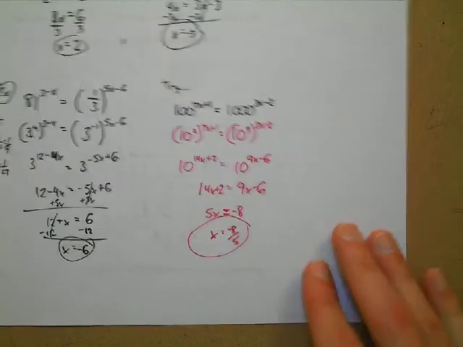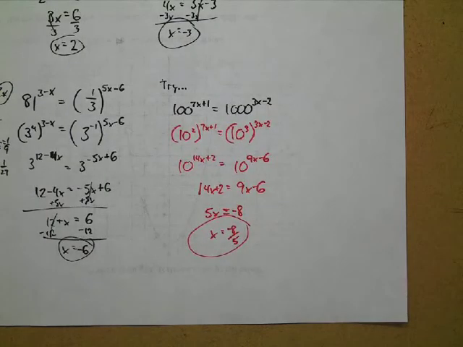Okay. There's what you should have gotten. Negative 8/5 is what you should have gotten there. Negative 8/5 for your x value. Okay. Questions on that?